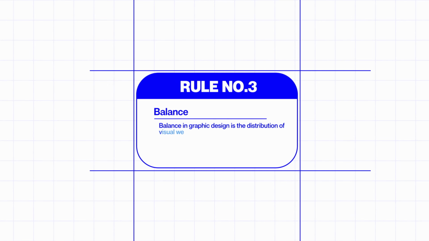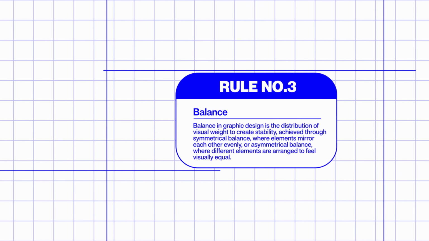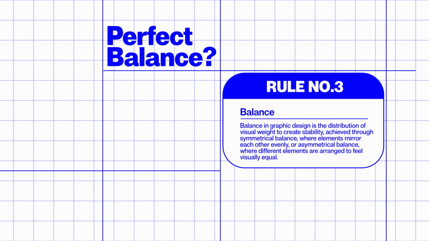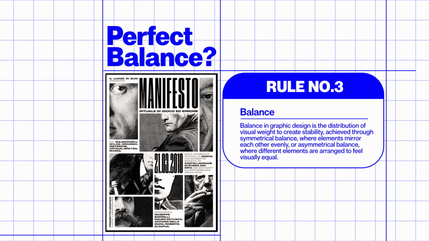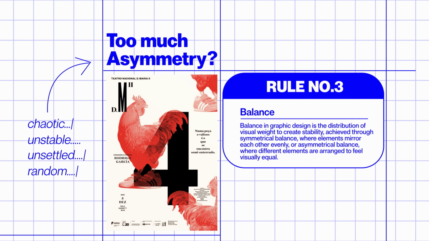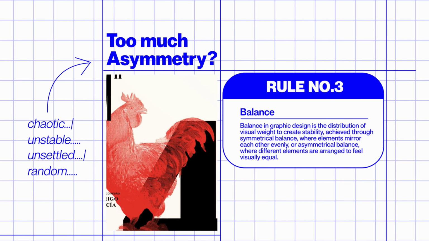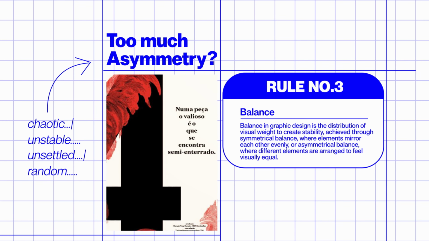The next hidden rule in graphic design is based around balance. Now, perfect balance might sound like the goal to you, like the Holy Grail, but in reality, perfect symmetry often feels static. It feels safe, predictable, almost a little bit too lifeless. But on the flip side, if you push things too far into asymmetry without any control on the design itself, things start to feel chaotic and unstable. The viewer doesn't feel guided, they feel unsettled.